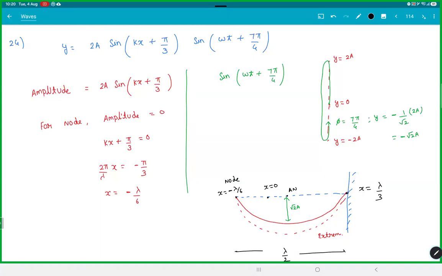So someone took the node as minus lambda by 6. You can find the anti-node also. How much would that be? That should be lambda by 4, no? That would be 6 minus 4, so lambda by 12. So antinode will be x is equal to lambda by 12. So someone took antinode as lambda by 12, node as minus lambda by 6, and you took some arbitrary point as origin. And the string is not at the extreme, it is below the mean position, going towards the mean position at a height of root 2a.